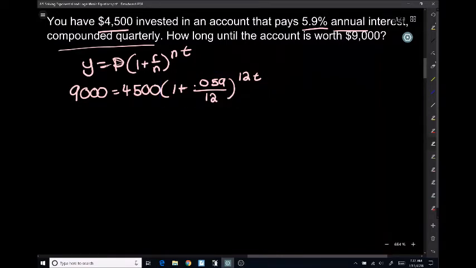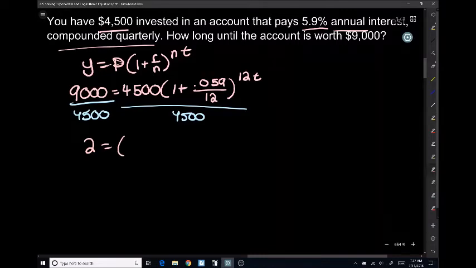So the first thing I'm going to do is divide both sides by 4,500. And that actually just gets me the number 2 over on the left side. Because remember how I said we're trying to see how long it takes the money to double? And the kind of cool thing about this is it doesn't matter how much we start with. It could be $1, it could be $1 million. It's going to take the same amount of time for it to double.